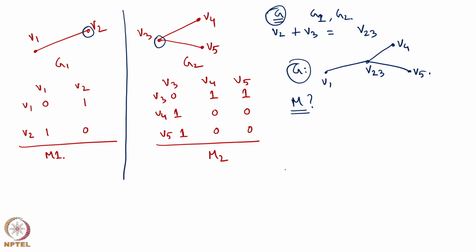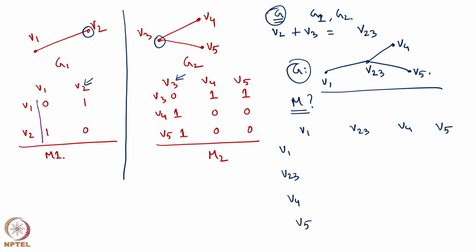To do this, we utilize the existing vertices of G as V1, V23, because V2 will not be there separately, V3 will not be there separately, then V4 will be there. Look at this graph and you can understand, and V5. And I will write here V1, V23, V4 and V5.